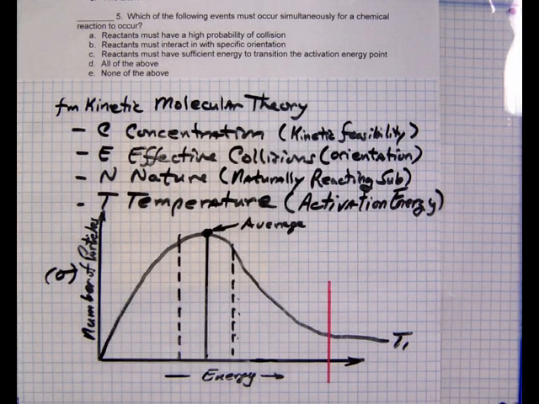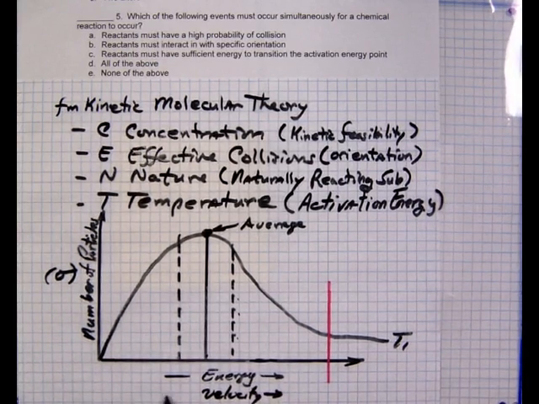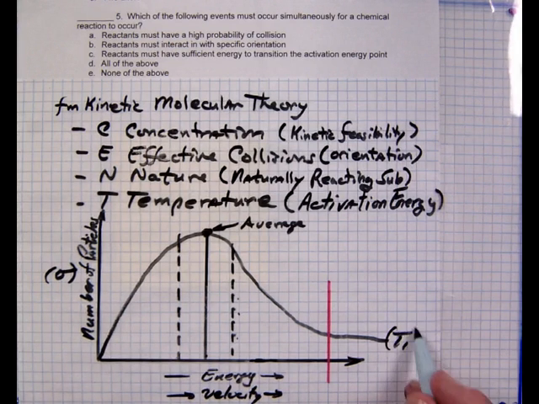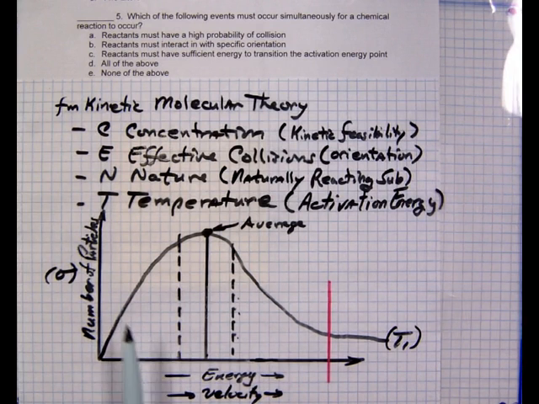This is an example of a statistical distribution of particle energy. Sometimes people will present this with particle velocities, and it is a statistical distribution of all the particles in a given container. At temperature 1, we find that the majority of the particles are located under this curve, as drawn.